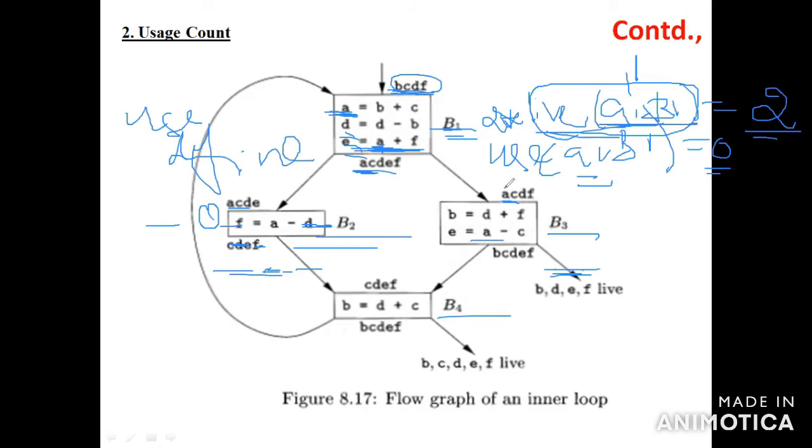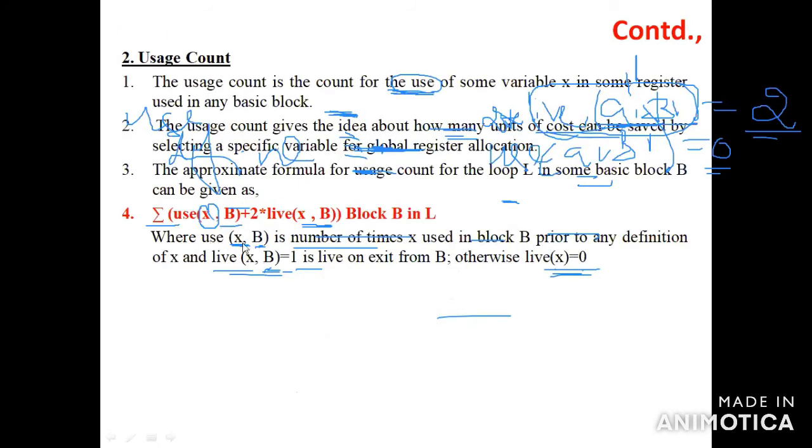Okay, so what is the formula? You have to check that formula here. Use of x comma b. Based on that formula, use of a comma b is 0. Correct? Use of x comma b is 0, plus 2 of live comma x comma b, now the variable in block 1, A, is 2. So 0 plus 2, the answer is 2. So based on the given formula, the answer is 2 for basic block 1 in A.